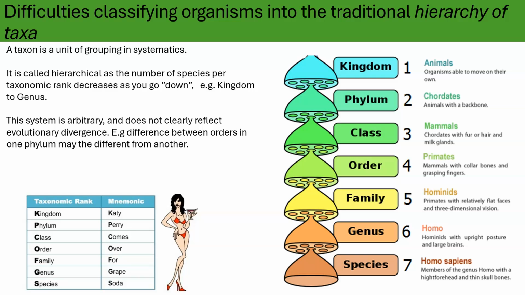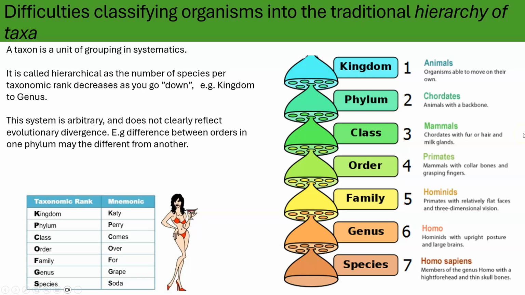Now the problem with this system is that it's arbitrary and does not necessarily reflect evolutionary divergence. So, for example, if you look in one phylum, the difference between families could be different compared to another one. So comparing the evolutionary difference between one family and another becomes difficult.